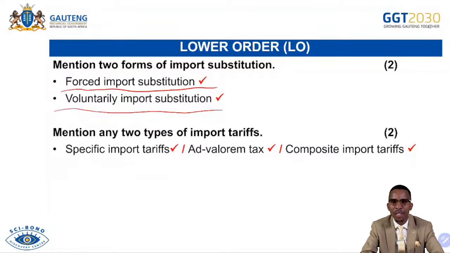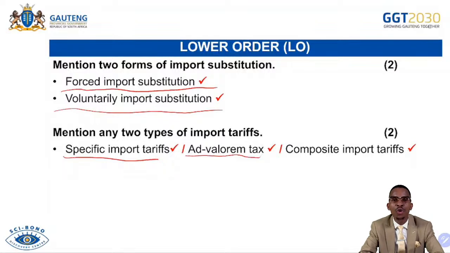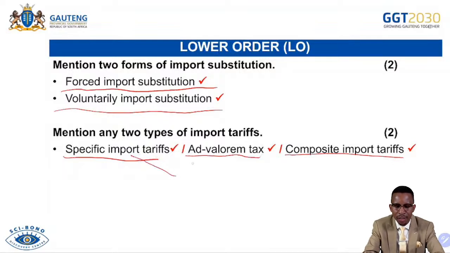If we talk of the specific, we refer to a kind of tariff that is imposed on a product per unit. That one is specific. The ad valorem tax or import tariff is a tariff that is imposed on the product based on its value. And then the composite is the combination of both the specific import tariff as well as the ad valorem tariff.